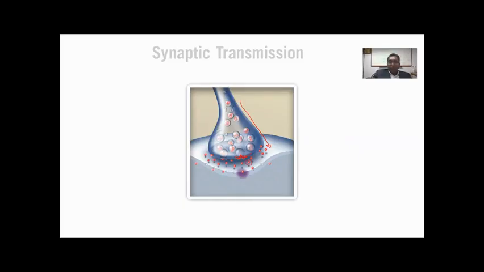Following this release is the binding between the neurotransmitters and the postsynaptic neuron. As you can see, the neurotransmitter molecules go to specific sites on the postsynaptic neuron, and we call these sites postsynaptic receptor sites.